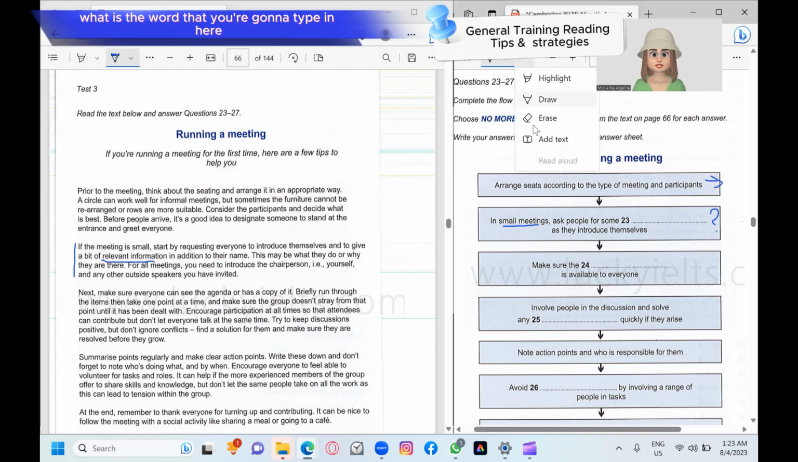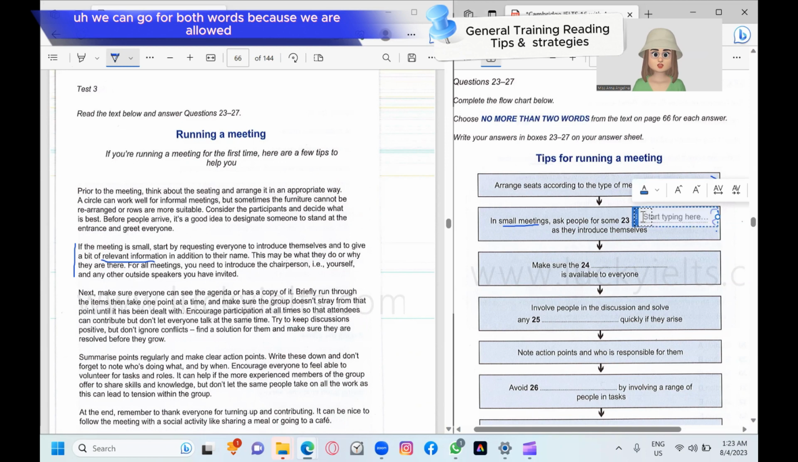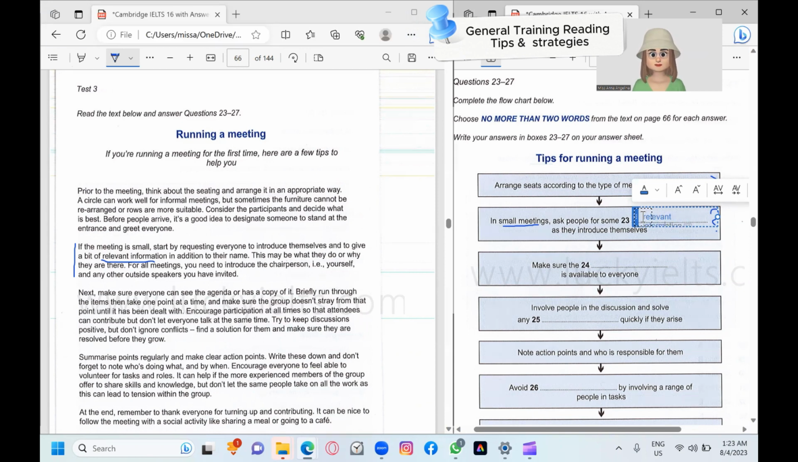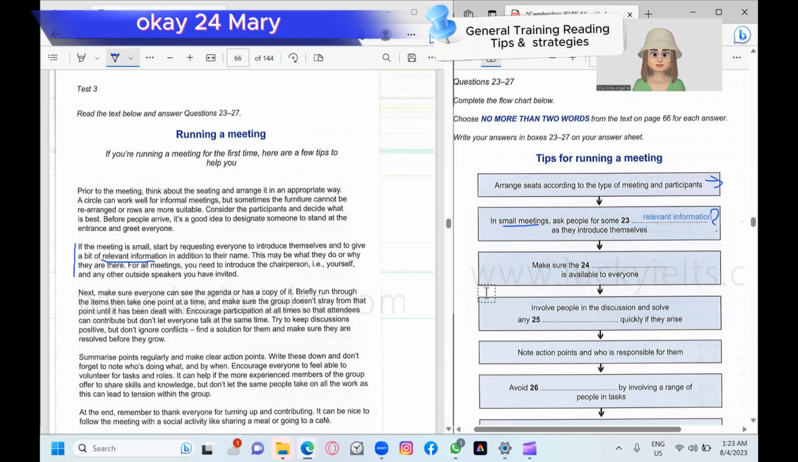What is the word that we're going to type in here? We can go for both words because we are allowed. So we can go with relevant information. But if you don't know what is relevant, you can just go with the word information also. Still, your answer will be correct. Relevant information. Okay, 24, Mehreen. Make sure the dash is available to everyone.